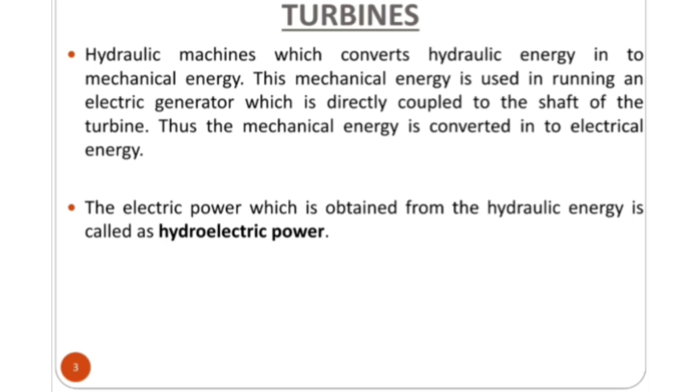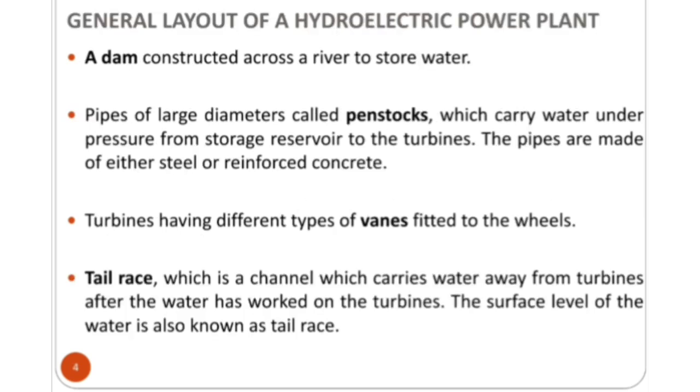So as we discussed earlier, turbines are those machines which convert hydraulic energy into the mechanical energy. So later this mechanical energy will be converted to the electrical energy by using an electric generator which is coupled to the shaft of the turbine. So here the mechanical energy will be converted into the electrical energy. Whatever the electrical power that is generated here from the hydraulic energy is called as hydroelectric power. So the plant is called as hydroelectric power plant. So let us go with the layout of the hydroelectric power plant.